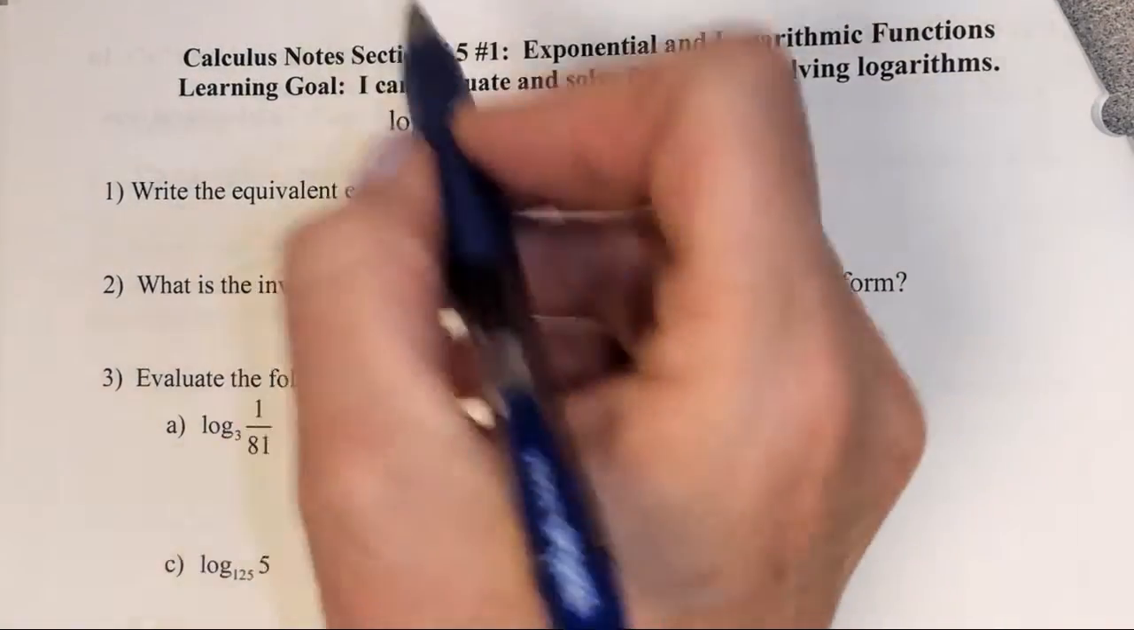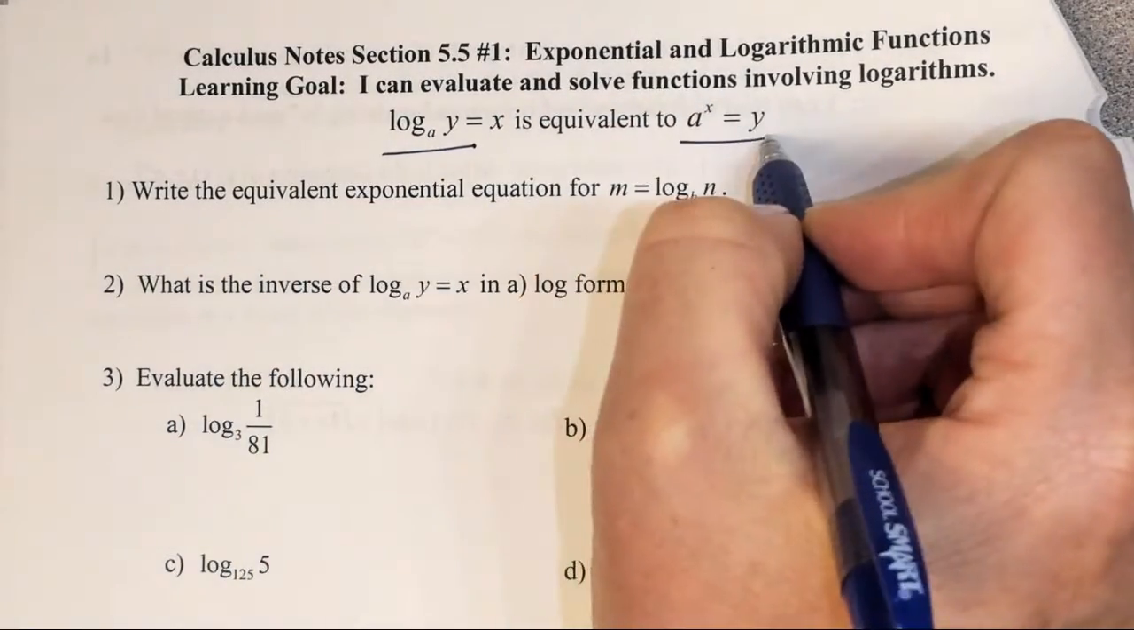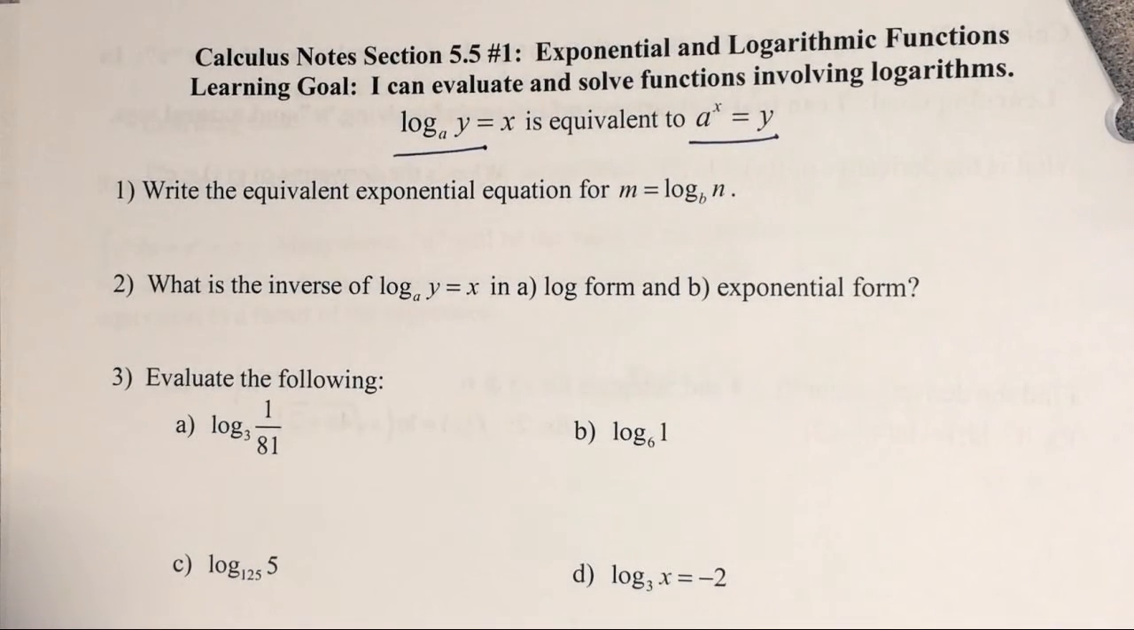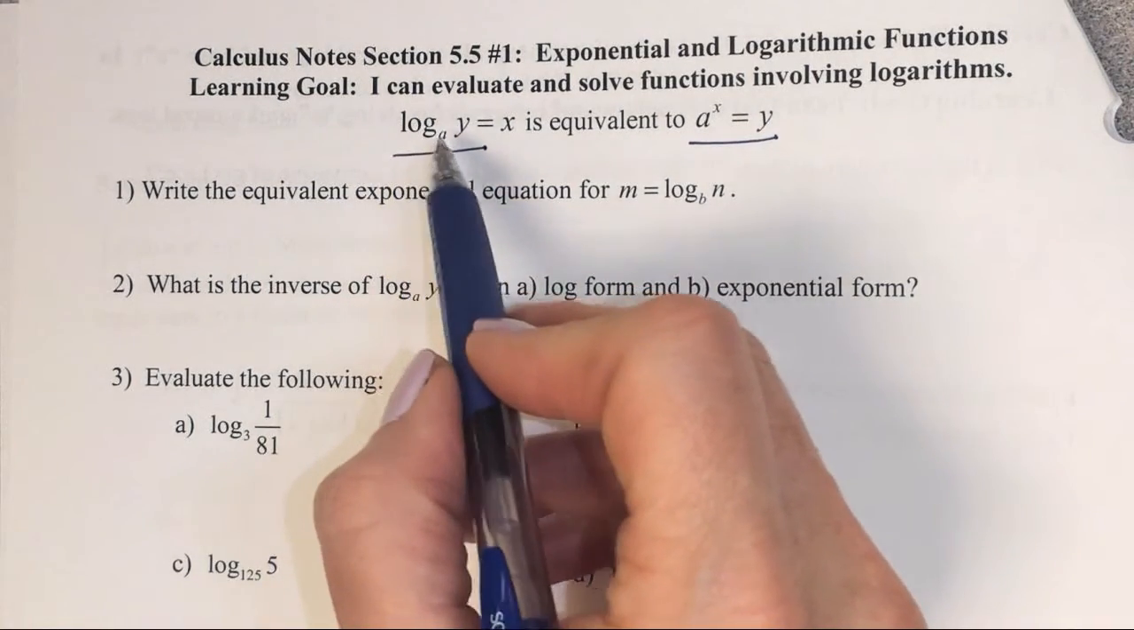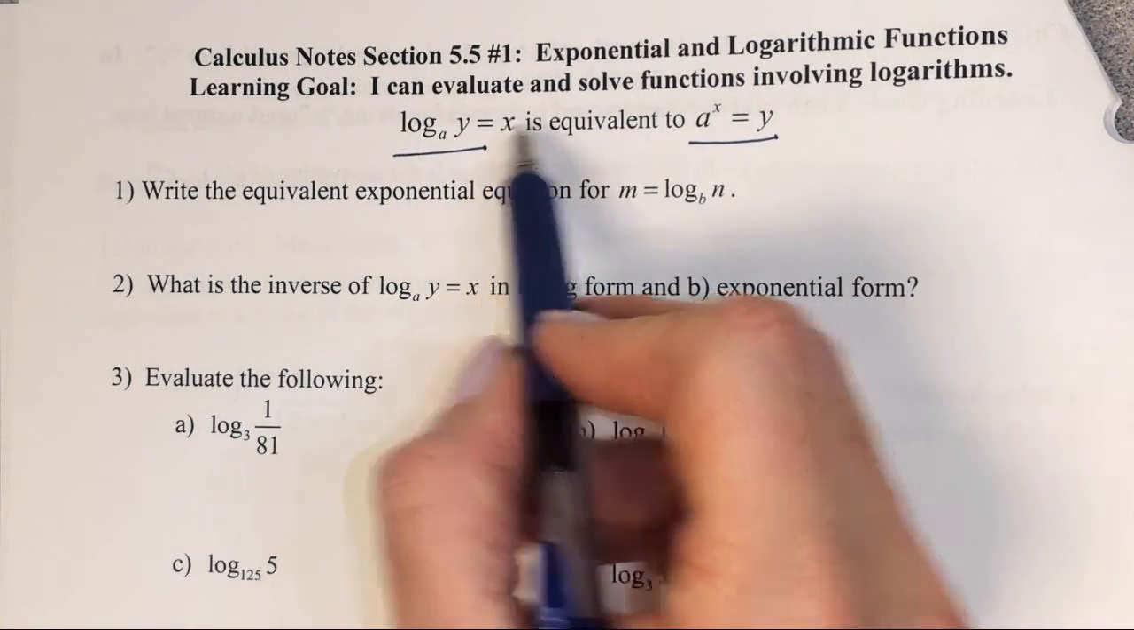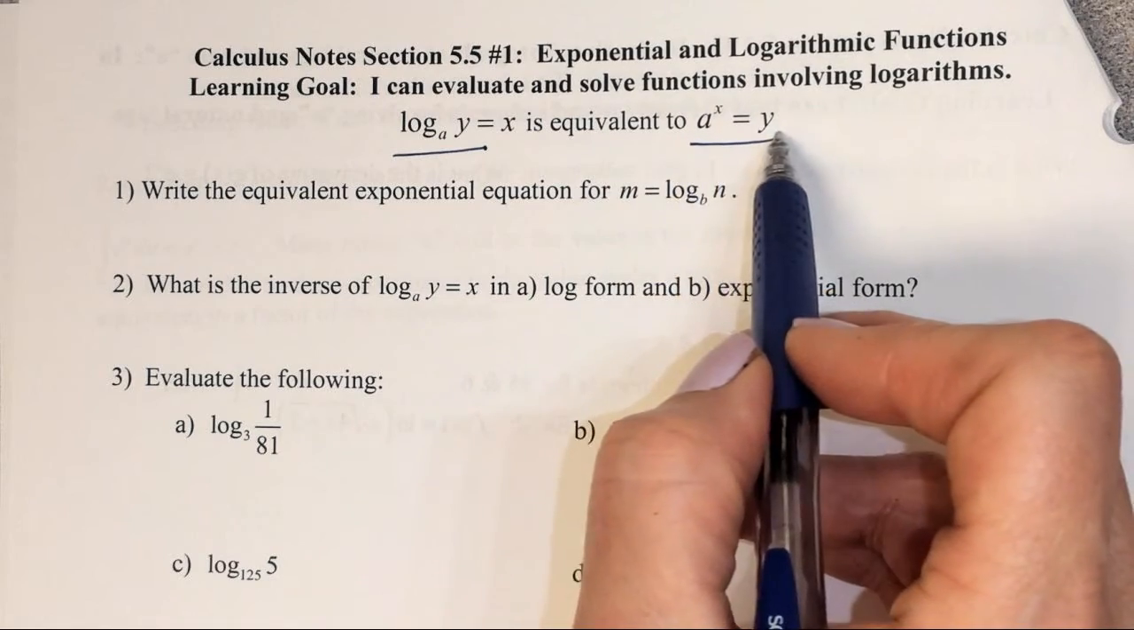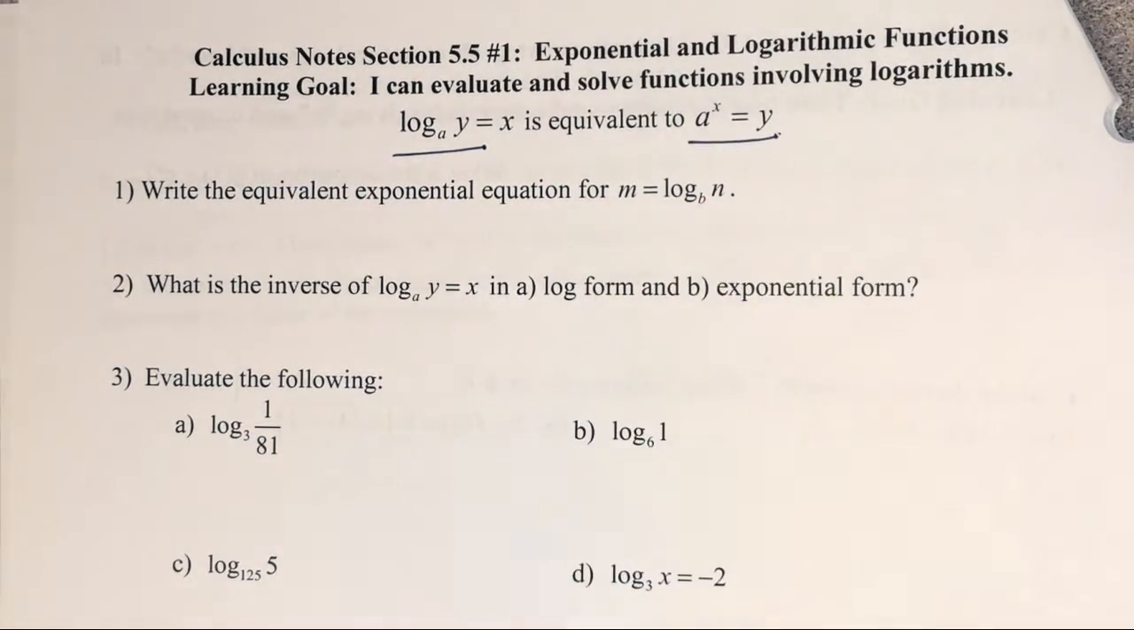A lot of times people will see this function and they think there's something completely different, when they're really not. They mean exactly the same thing. Log base a of y equals x. Another way to write it is a to the x equals y. They mean exactly the same thing. Let me just show you that on the calculator.